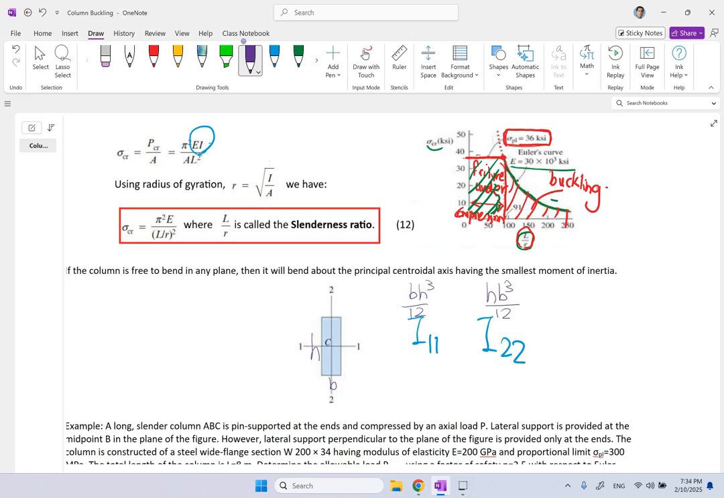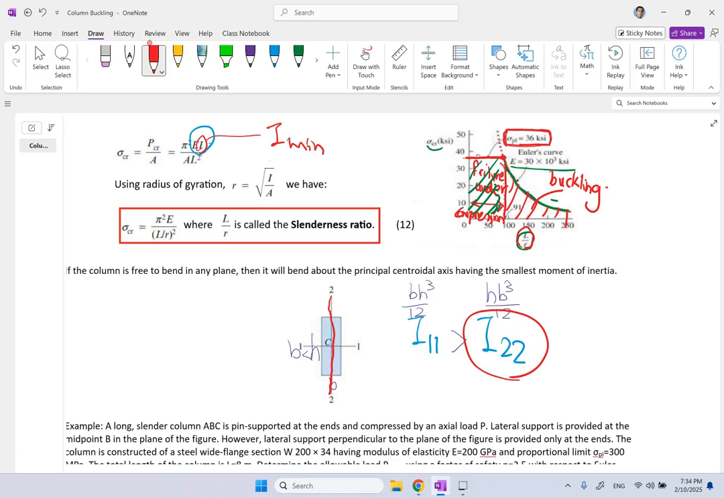If we assume that H is bigger than B, clearly because this one has H to the power 3, then I1 is bigger in this case. So the I that should go in that formula is the smallest one. When we say I, this is I of minimum on that cross section, not the maximum one. So in this case, the bending is going to happen about the 2-2 axis.